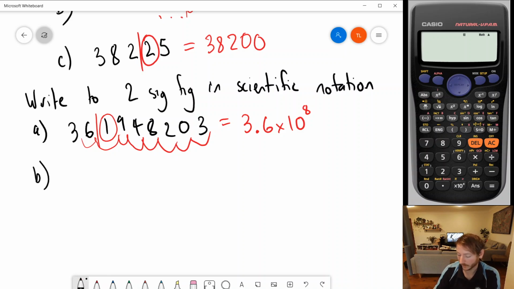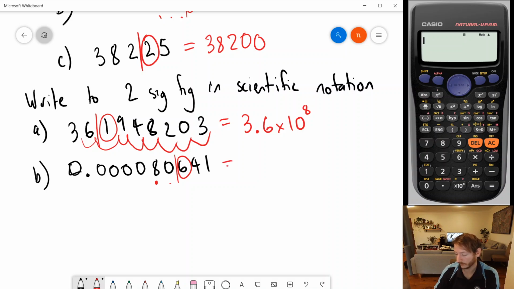All right, let's do a really small number. That's not a small one. 0.00003. Already chose the 3. 80641. All right, I need to start counting at the first non-zero. This one. I need 2 significant figures. So 1, 2. This one rounds off to 8, 1. 8.1 to make that a number between 1 and 10.